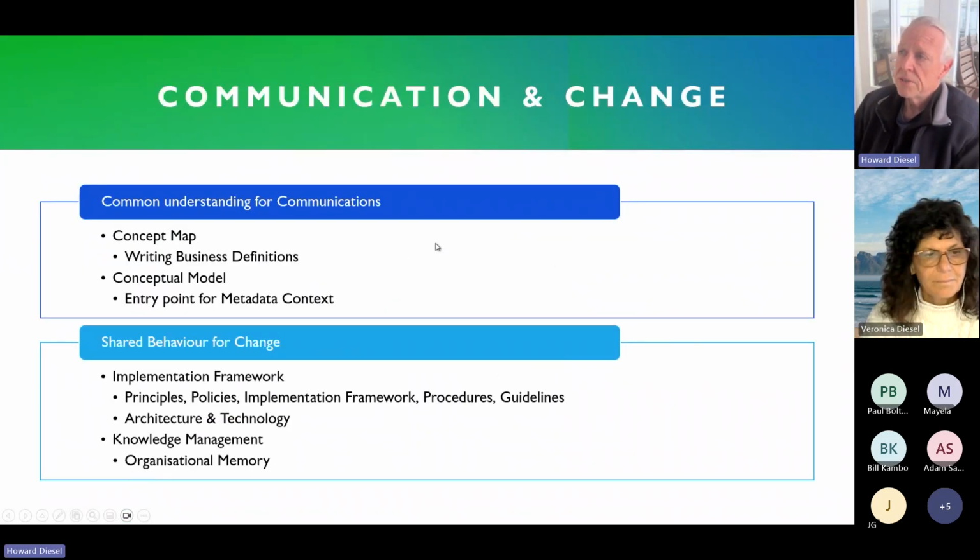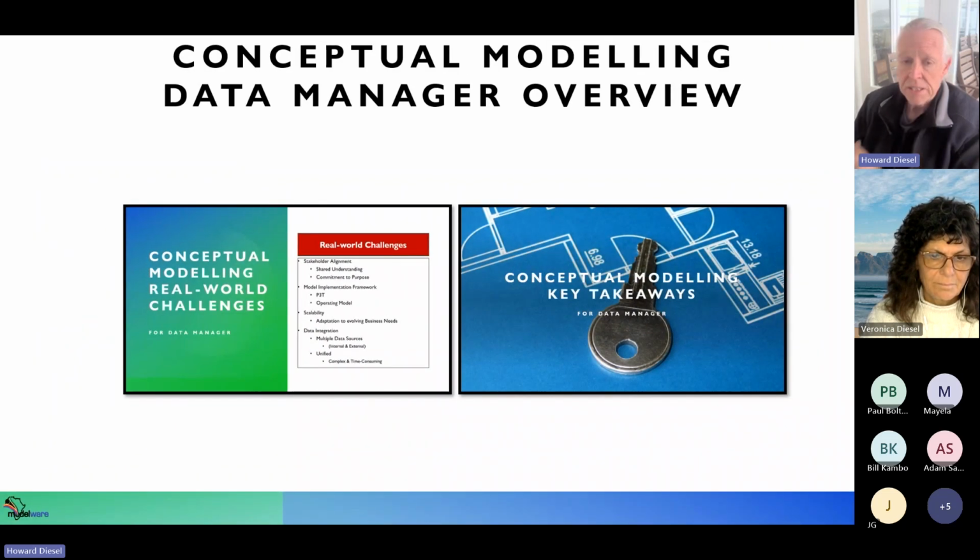Okay, and then we get to communication and change, common understanding for communications. And then shared behavior. How do we achieve that? Build an implementation framework and then build knowledge management around these areas. All right, and sorry, I took way longer than I expected. Are there any questions, any comments, questions?